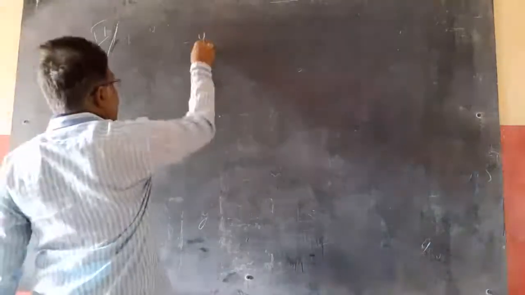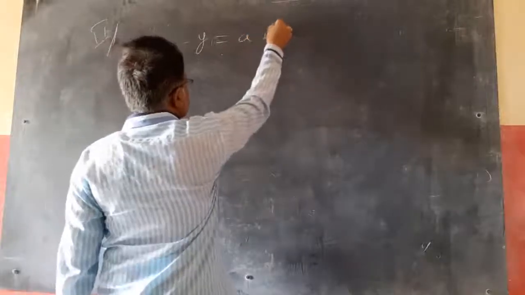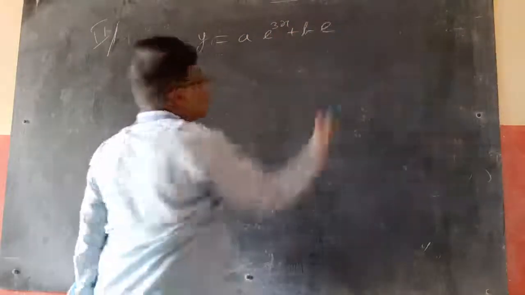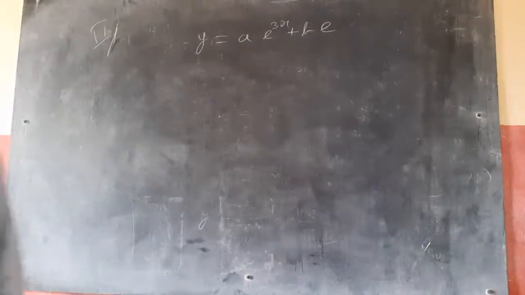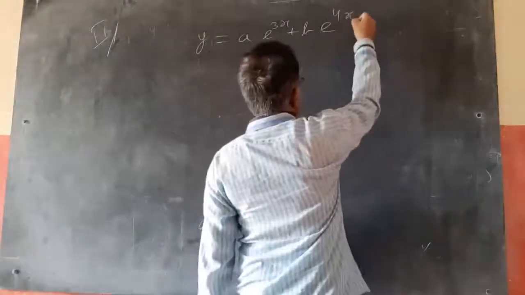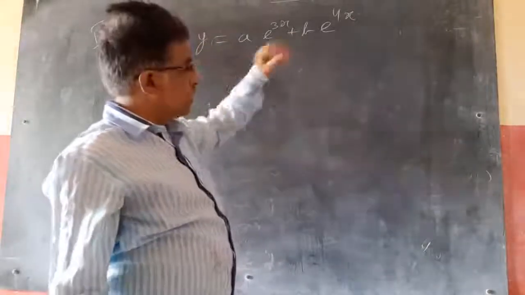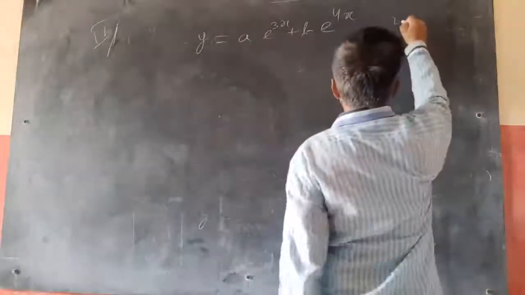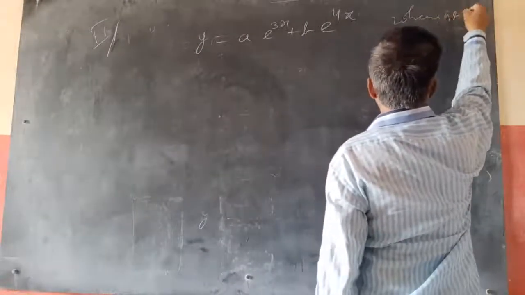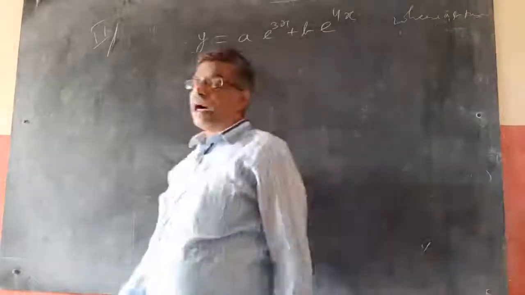Third question, first part. Form the differential equations of the following family of curves with the parameters given. y = a e^(3x) + b e^(4x), where a, b are parameters, meaning arbitrary constants.